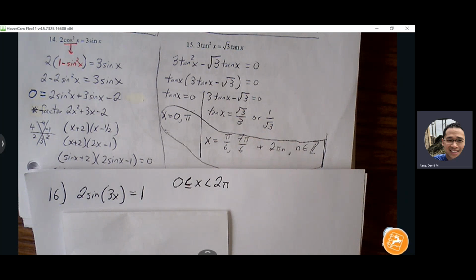Number 16. 2 sine 3x equals 1. We know we're not going to rely on sum or difference identity. We're just going to rely on inverse trig. So we'll divide by 2 first. And then we'll bring in inverse sine.